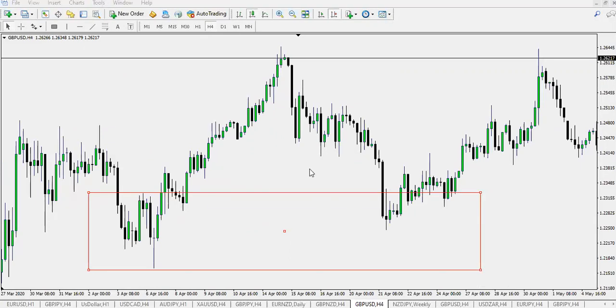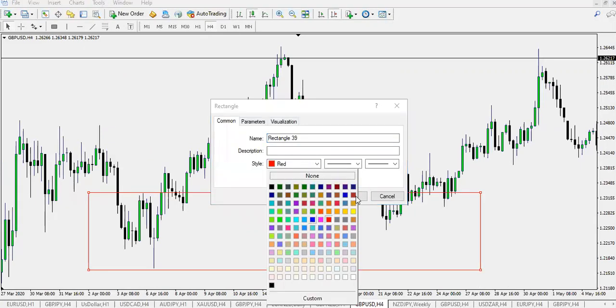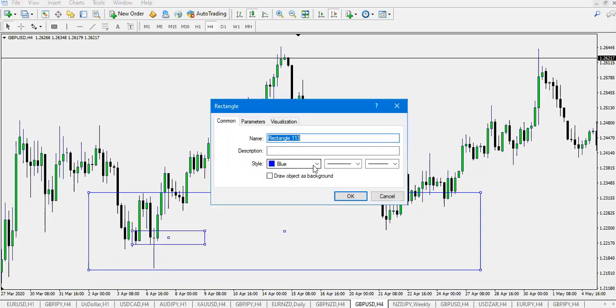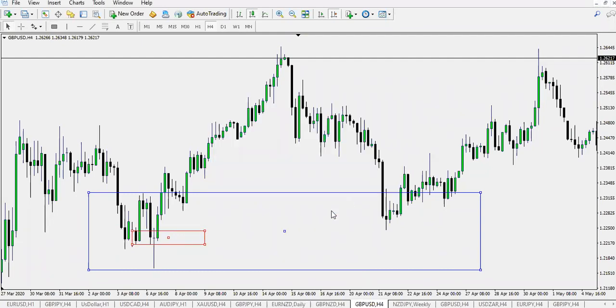So this is a daily order block. Let's just make this one blue. Now, this is a 4-hour chart. If we look on the 4-hour chart, we can identify additional order blocks, additional confluence for when price comes into the daily order block where we want to buy. So we can mark up here that this is a 4-hour order block over here.